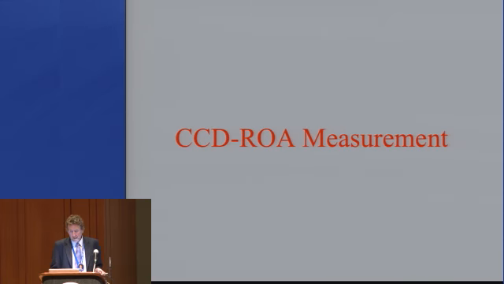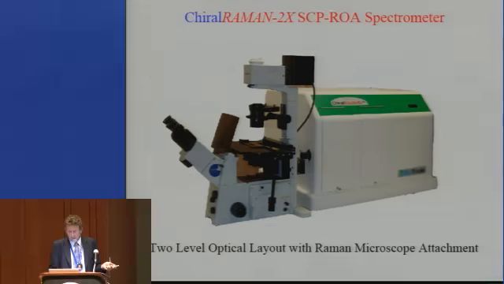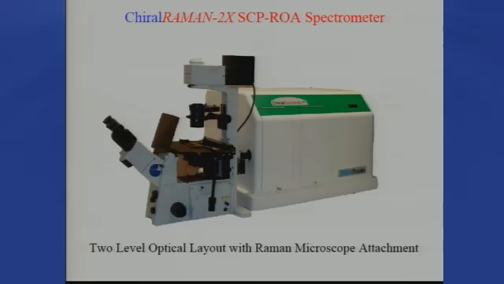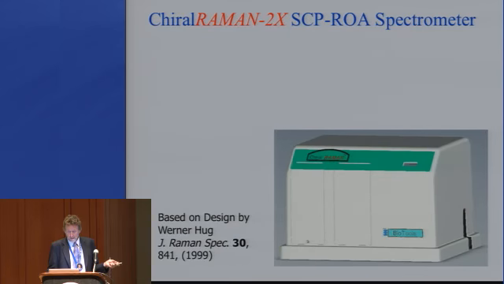I'm going to switch now to ROA, tell you a little bit about ROA. This is a paper that we published in 1988 reporting the first circular polarization measurement of ROA, and that transformed itself 15 years later into a BioTools product, and it sort of looks like this. This is the basic idea.